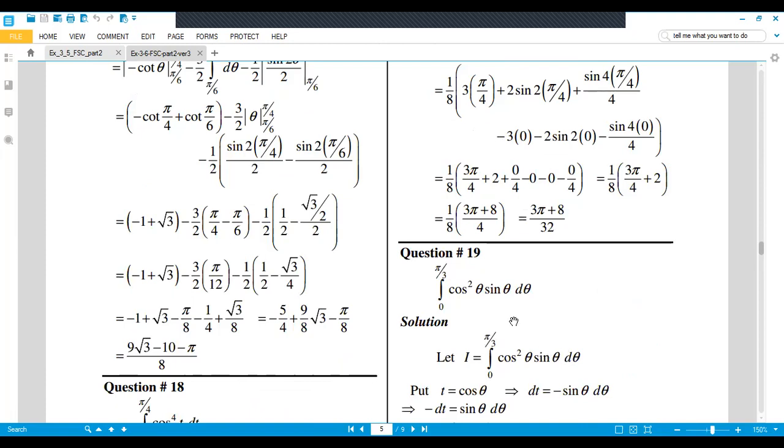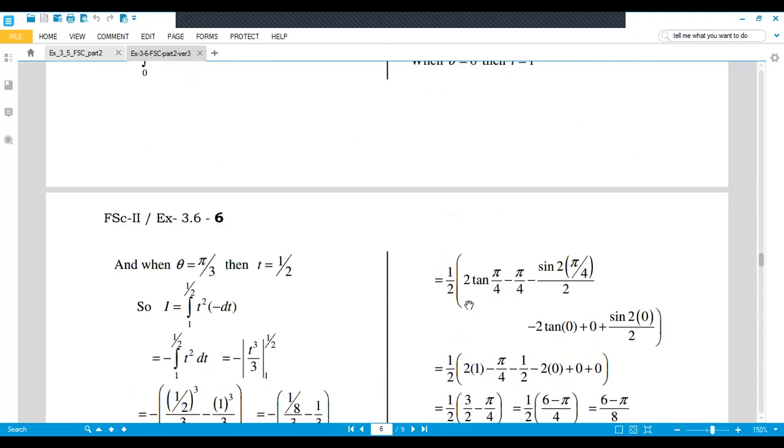In number 19, cos square into sine theta d theta. You know, the derivative of cos is minus sine theta. So we multiply with minus 1. So the further derivative is present in the product. So cos cube theta divided by 3, with minus, we get: minus cos cube theta divided by 3.